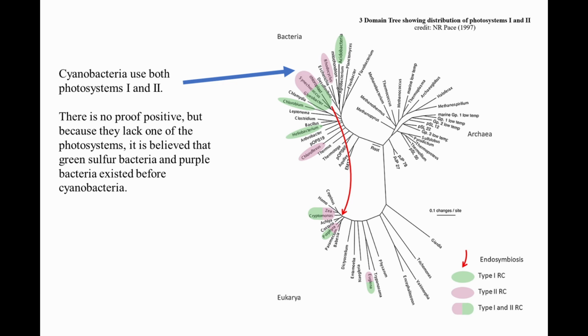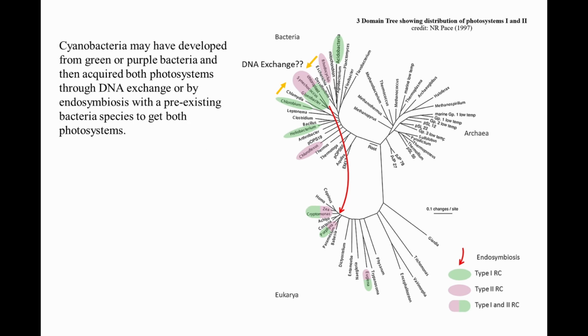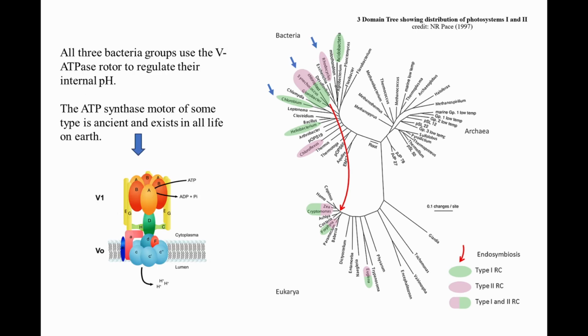There is no proof positive, but because they lack one of the photosystems, it is believed that green sulfur bacteria and purple bacteria existed before cyanobacteria. Cyanobacteria may have developed from green or purple bacteria, and then acquired both photosystems through DNA transfer or by endosymbiosis with a pre-existing bacteria species to get both photosystems. All three bacteria groups use the V-ATPase rotor to regulate their internal pH. The ATP synthase motor of some type is ancient and exists in all life on Earth.